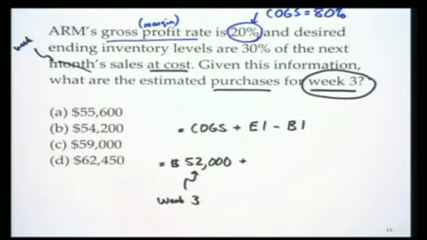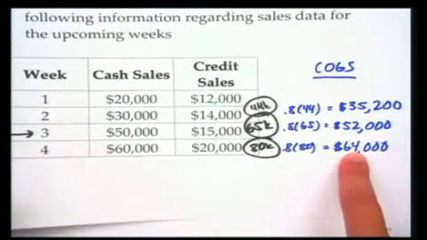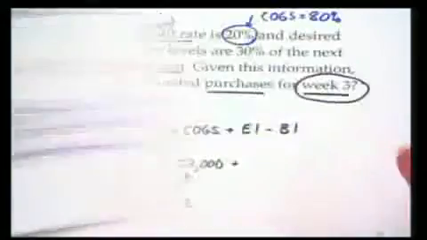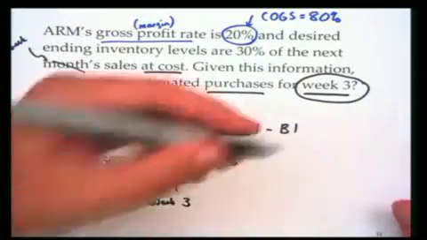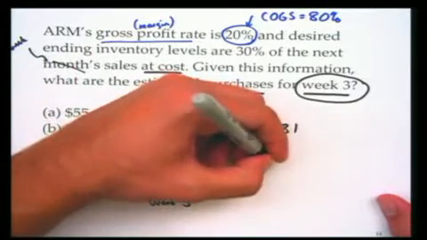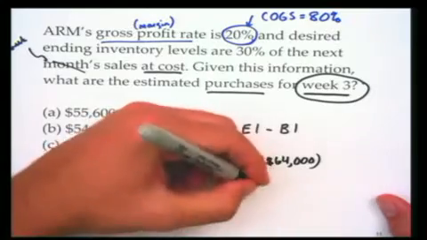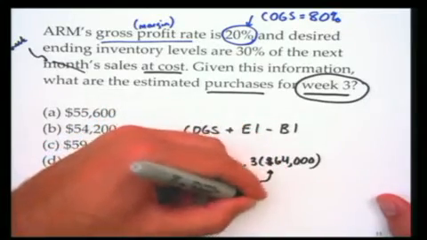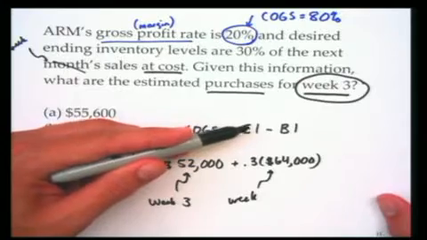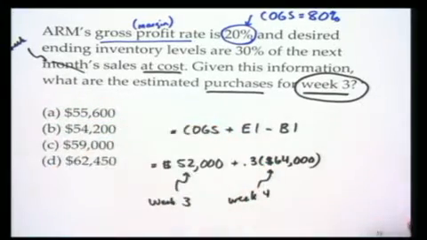Either way, it says here we got week 3 plus the ending inventory. Well, let's see. It said 30% of the next week's sales at cost. So if next week we intend to sell $64,000 worth of stuff, we better have what? Yeah, 30% of that in inventory. In other words, the ending inventory is going to be 30% of the $64,000. That is week 3's ending inventory. It just so happens it's dictated by week 4. Does that make sense? We look ahead to week 4 to figure out what week 3's ending inventory will be.